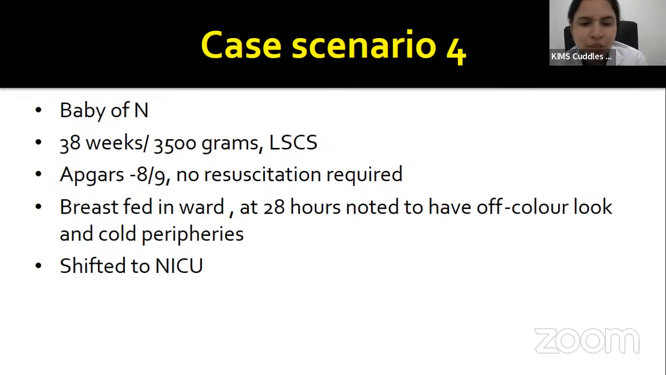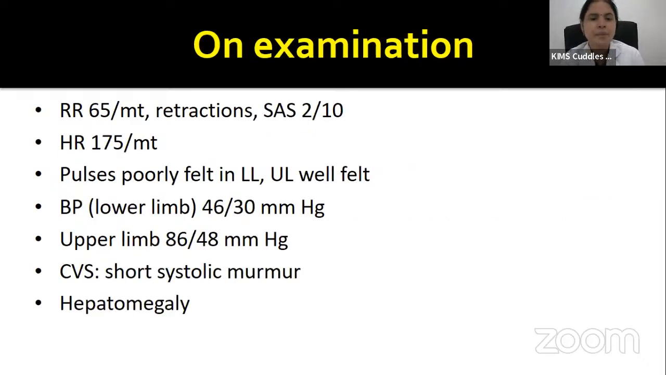The baby was started on early breastfeeding and was shifted to the ward and was being managed by the mother's side. At 28 hours, the baby was noted to have an off-color look and cold peripheries and was shifted to the NICU. On examination, had tachypnea, respiratory rate of 65, retractions, and Silverman score of 2/10. Tachycardia with heart rate of 175 beats per minute with poorly felt pulses in the lower limb, whereas upper limb pulses were well felt. Blood pressure was 46/30 in the lower limb, and in the upper limb, the blood pressure was high, 86/48.